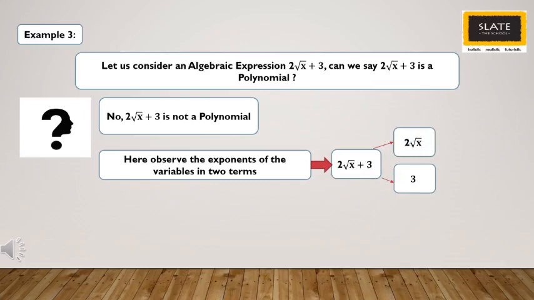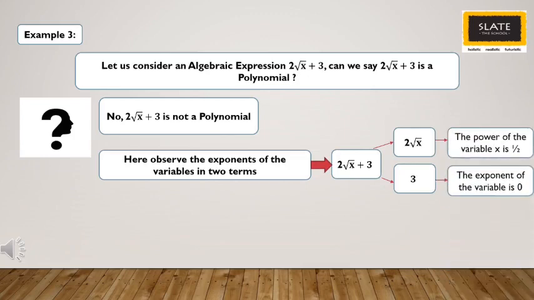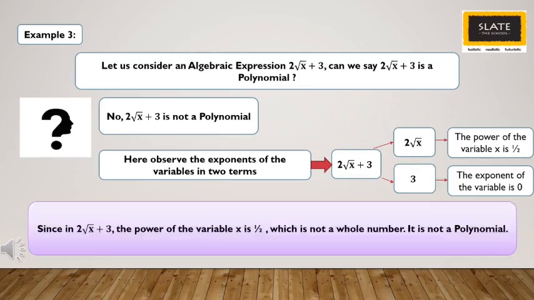2 root x can be written as 2 into root x and that root x can be written as x power 1 by 2. So the power of variable x is 1 by 2 and the exponent of the variable present in this constant term 3 is 0. Now in this algebraic expression 2 root x plus 3, the power of the variable x in the first term is 1 by 2, which is not a whole number. So this algebraic expression is not a polynomial.